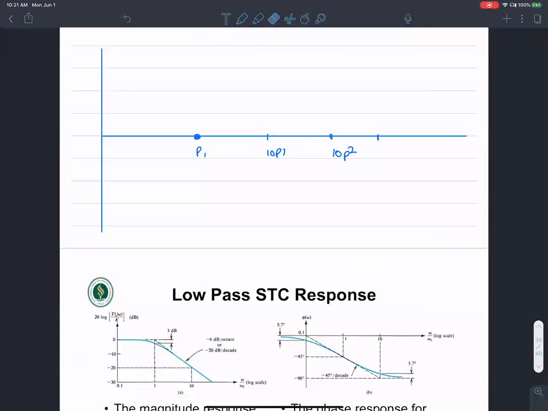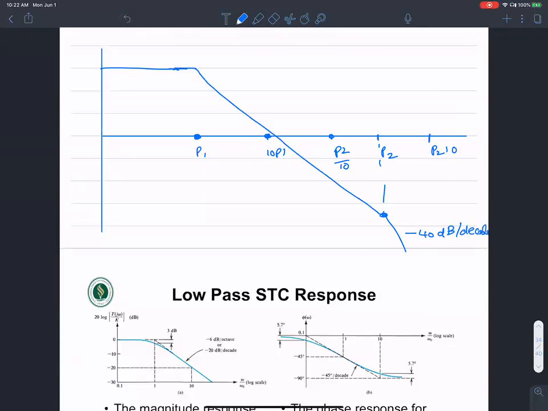Okay, or 1/10 of pole 2, over 10, pole 2, and pole 2 times 10. So the idea is that the gain begins to fall at that frequency at P1, and it continues to fall at 20 dB per decade until it hits pole 2. At pole 2, the effect of pole 2 is also adding on, so it begins to fall at minus 40 dB per decade. Okay, so that's the idea.